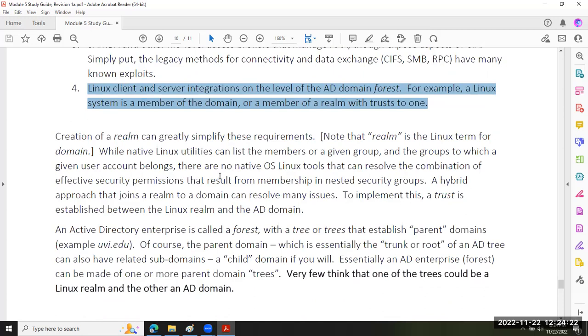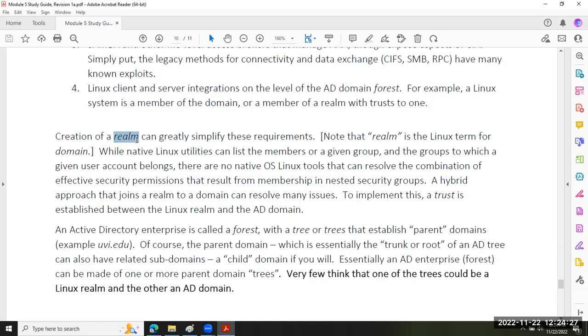So you can establish the equivalent of a domain in the Linux world called a realm, and then create a trust between the realm and the domain. That's the other way to do this. So you create a whole separate infrastructure for Linux and Macs, and then you get the domain and the realm to trust each other. That's forest level integration, okay? Using trusts.